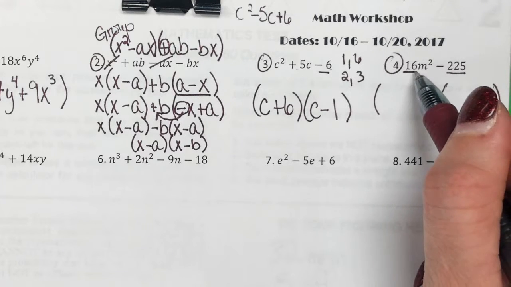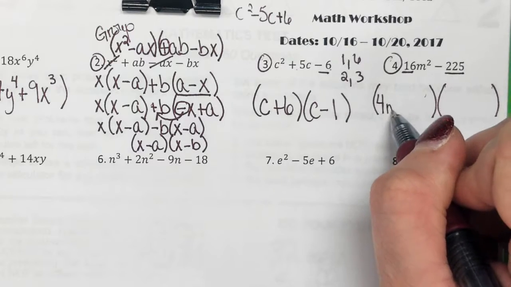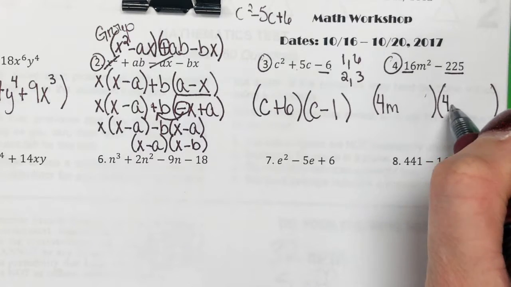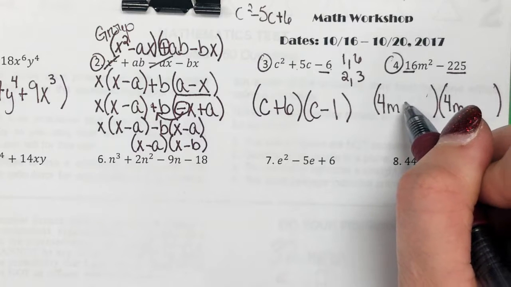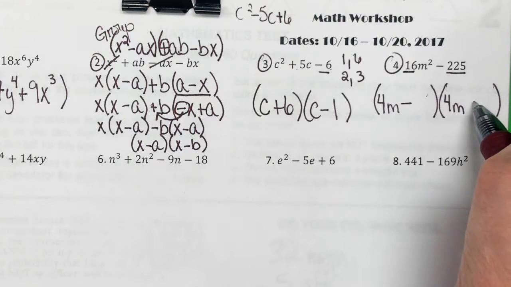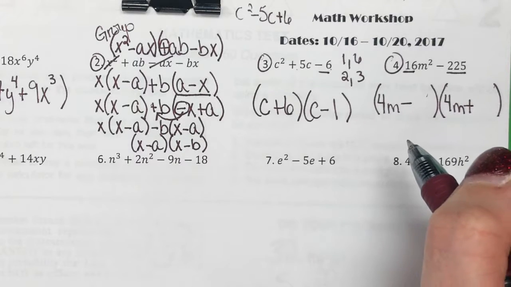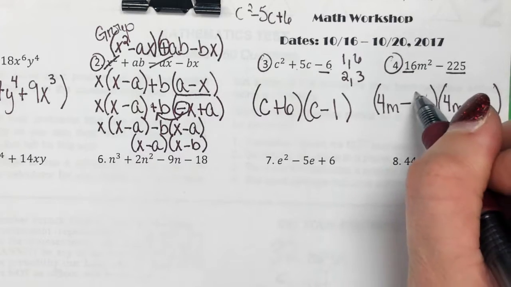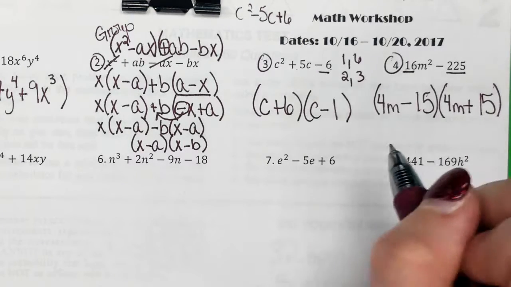What is the square root of 16m squared? 4 what? M. There you go. And what signs would multiply to be a negative? Negative and positive. There you go. And then what's the square root of 225? 15. There you go. You have to know those perfect squares, okay?